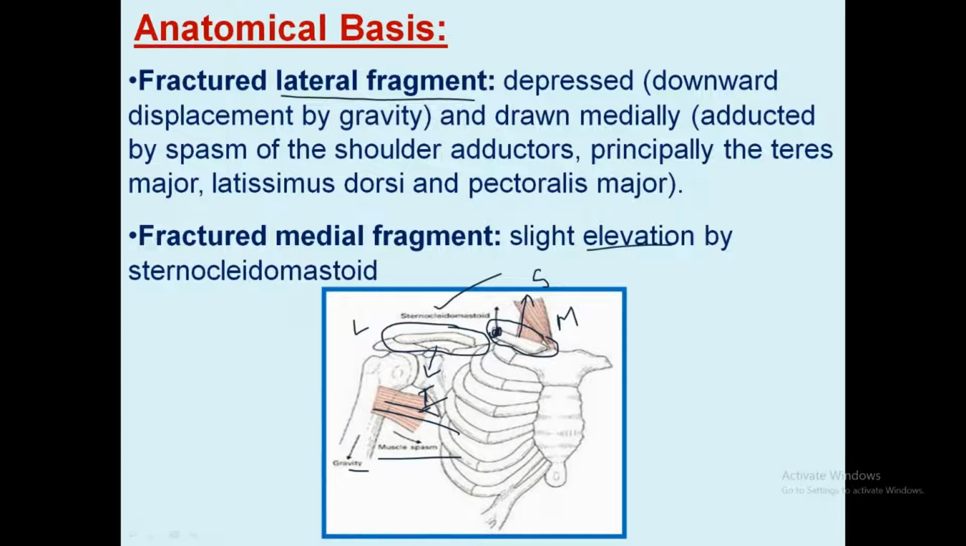So gravity pulls downwards. The trapezius muscle cannot bear the weight of this upper limb. That is why it is unable to support the weight of the upper limb, so the lateral fragment is pulled downwards. So the fractured lateral fragment is pulled down, and the medial fragment is pulled up by the sternocleidomastoid muscle.